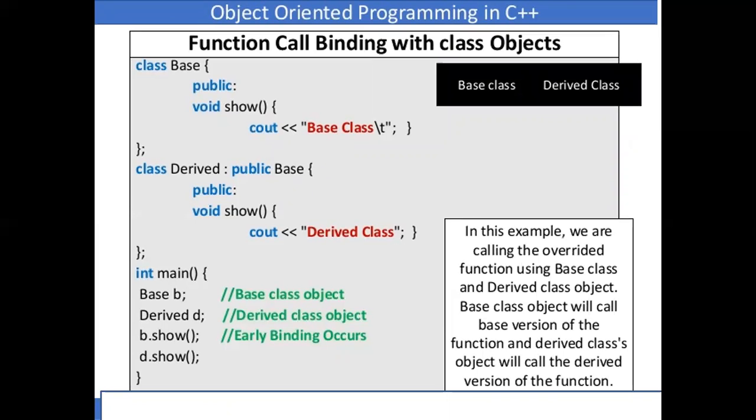Now here we will see that in the base class the show function is used, and in the derived class the show function is also used. What will happen if we make an object of the base class and call the show function? With b dot show it runs the base class function, and d dot show runs the derived class function. Here the function is overridden, but they are called with their own class objects, so there is no clashing. Both functions will run with their own objects.